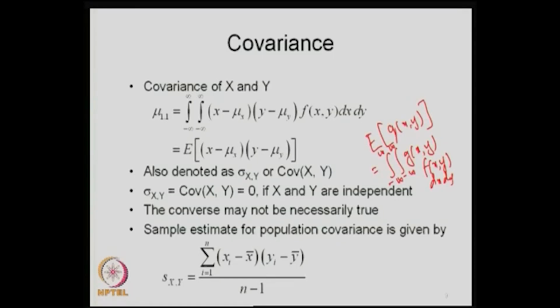And from this, again we write the sample estimate of the covariance as the sum of (x i minus x bar) into (y i minus y bar), divided by n minus 1. So, you have n values of the observed values of x i and concurrent values of y i, in which case you estimate the covariance as given by this expression.